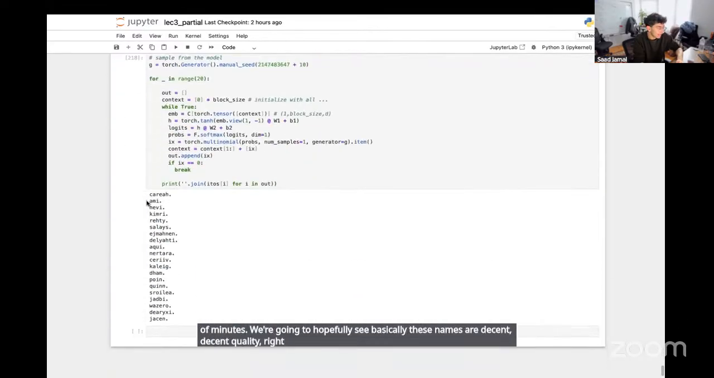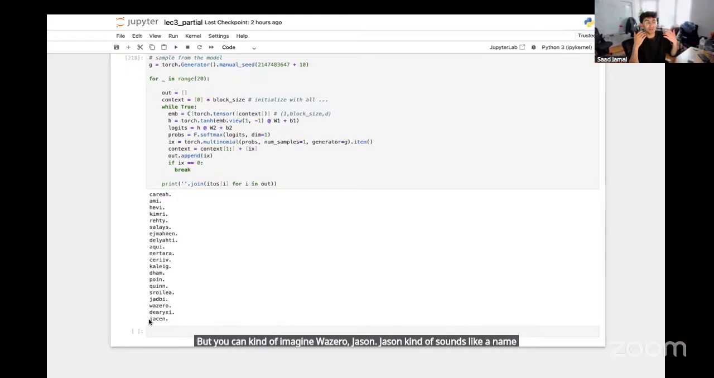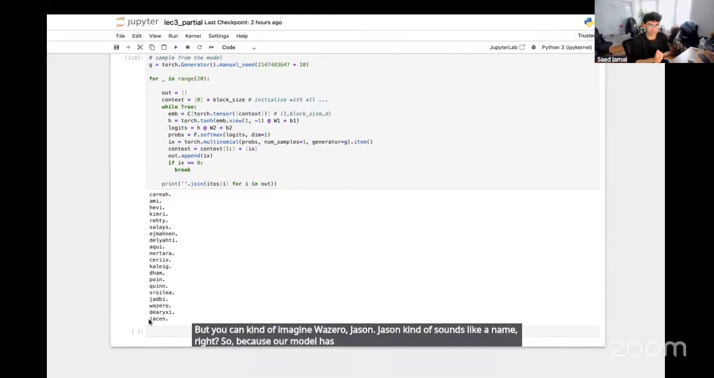Like Correa, Ami, Heavy, Kimri, Rati, Salez, Aki, Dam, Pauline, right? Again, these are not anyone's names, but you can imagine Wazero, Jason. Jason sounds like a name, right? So because our model has more context, because our model has more parameters, it's able to train on better and better names. Everything we do from here is just optimization, right?